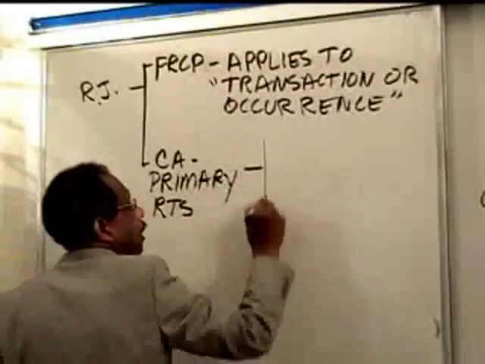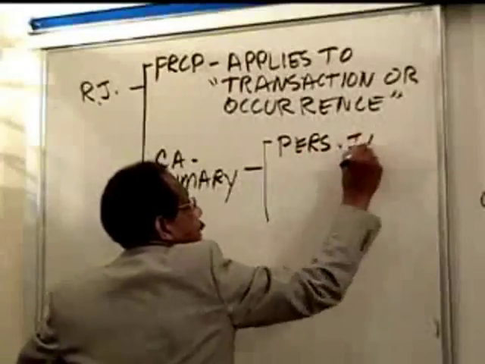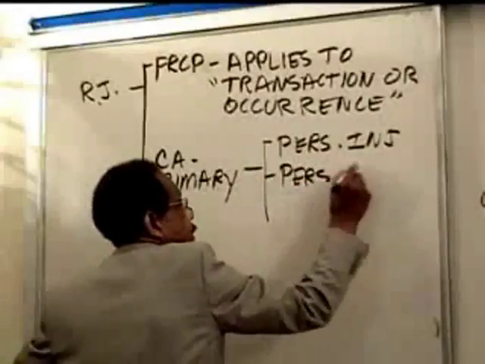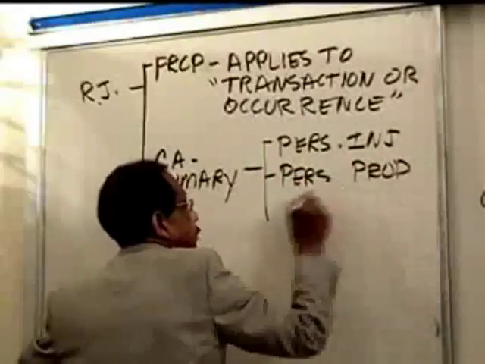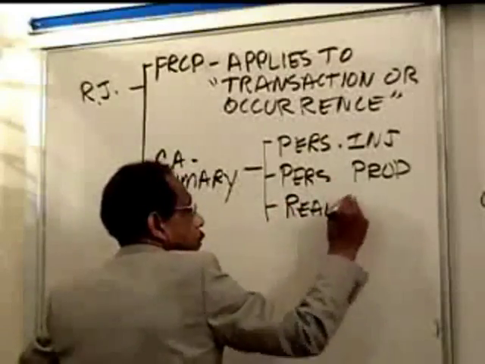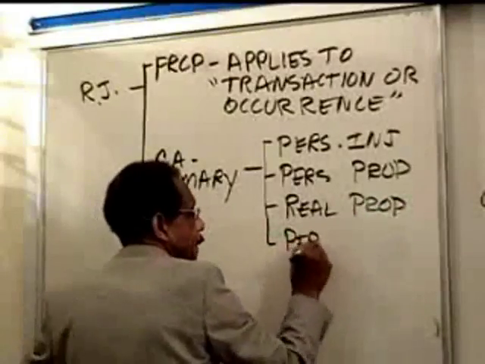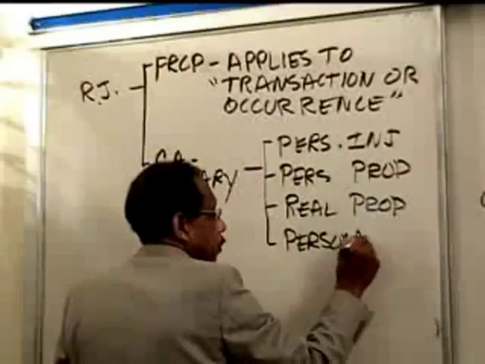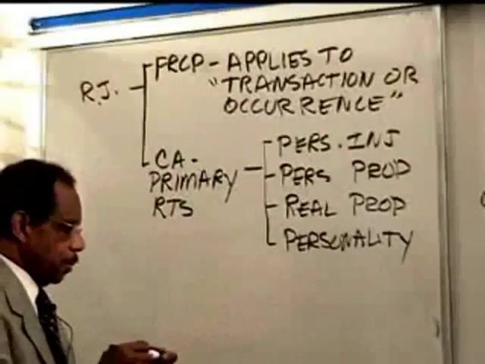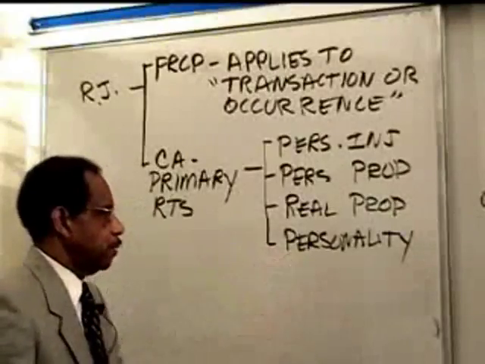And there are four primary rights. They are against personal injury, personal property, real property, and personality. When I say personality, I mean things like defamation, invasion of privacy, those kinds of torts.